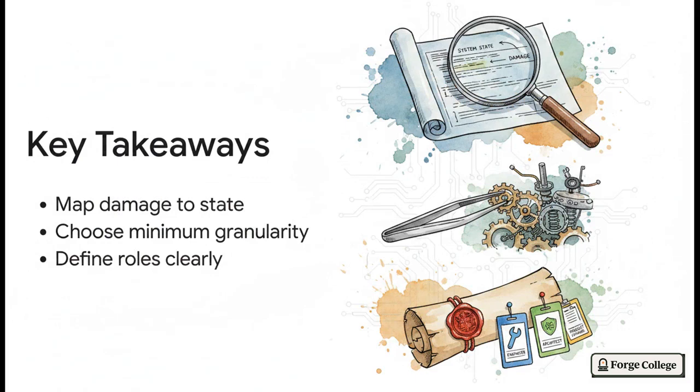Let's wrap this up with your key takeaways. First, systematically map potential damage directly to your underlying state variables. Second, always choose the minimum effective granularity necessary. Keep the healthy parts of the system running. And finally, pair your beautifully crafted code with a crystal clear operational policy, defining exactly who can pause and rigorously the conditions required to unpause once the threat is neutralized.